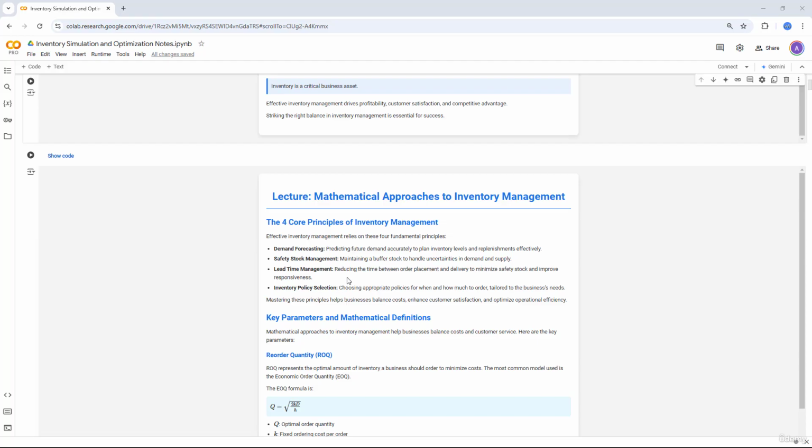And how is safety stock calculated? Well, it's calculated based on mostly your service levels, your demand variability, and your lead time variability. Next up, we have the lead time management. And this is all about managing your supplier timelines.